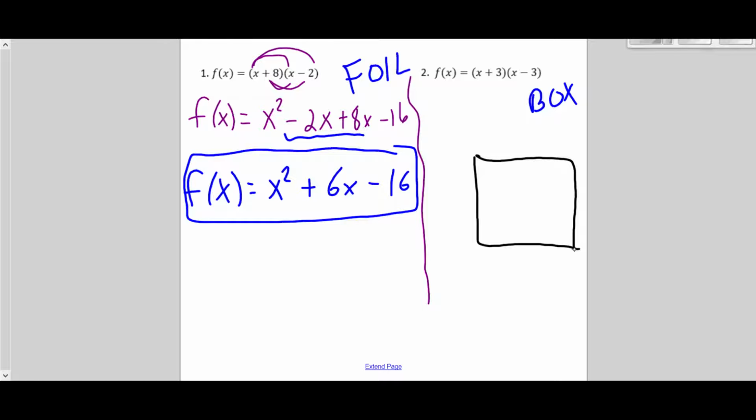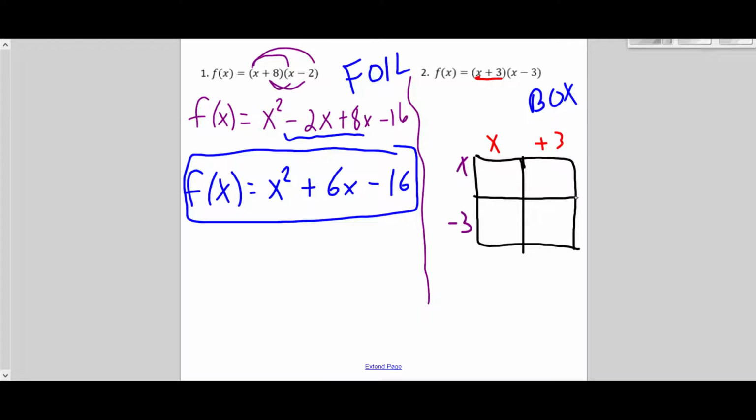So here's my box. Along the top of my box, I'll put x plus 3. And I'm going to split up my box. Notice I'm keeping the plus sign with the 3 because it said plus 3. And then along the other side of my box, I'm going to put x minus 3. Notice I'm keeping the negative sign with the 3. So the signs are staying with the numbers.